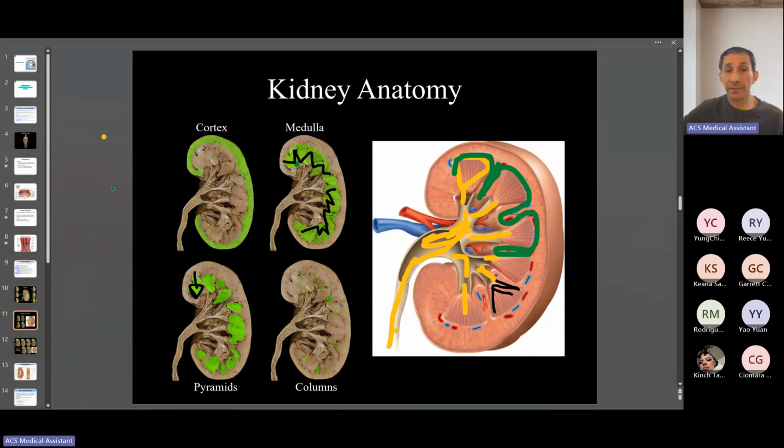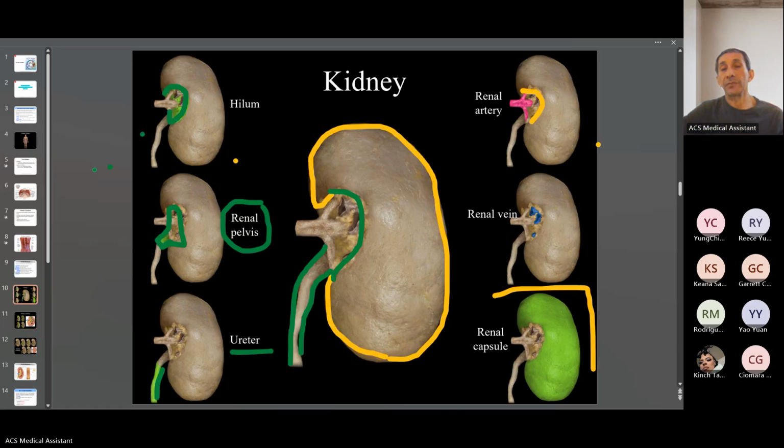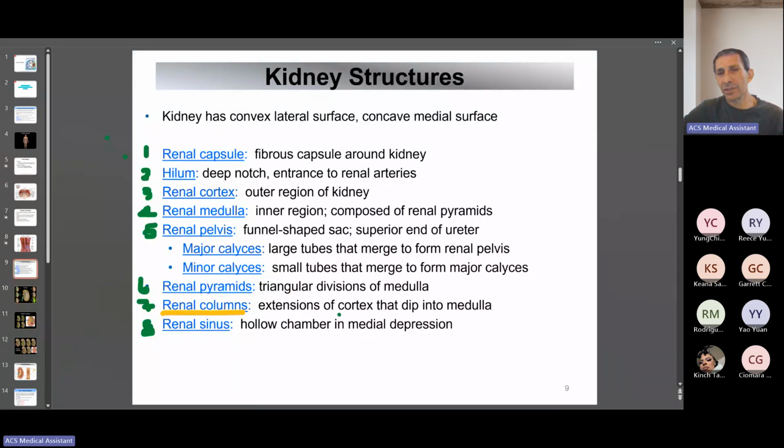So that's the columns. So here we have them. These are the columns. The little space of muscle, that part of the cortex that extends to divide the pyramids inside the medulla. So let's see what's happening right here. Extensions of the cortex go deep into the medulla. It separates the medulla. Remember, these are columns that separate the spaces. So that's what we can see, the shape of a pyramid within the medulla.